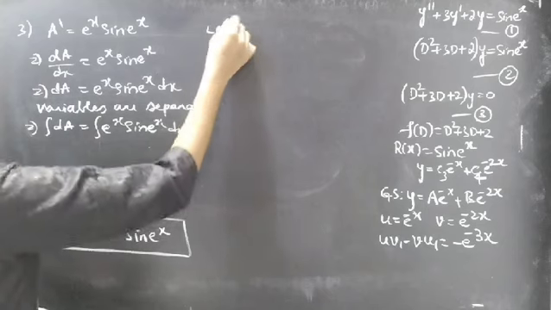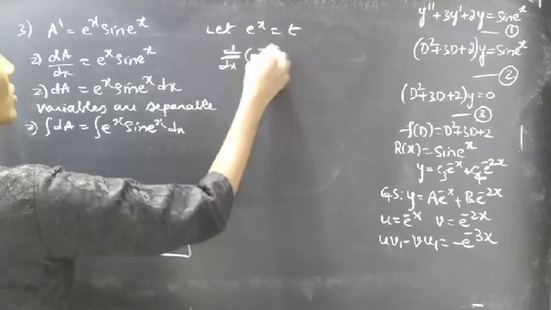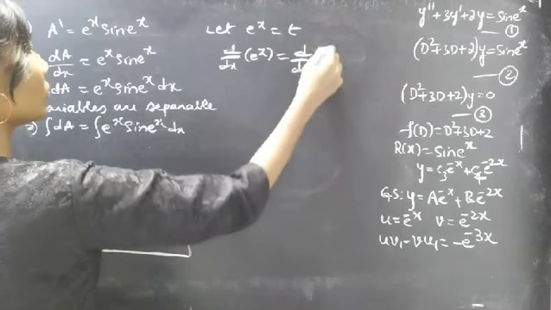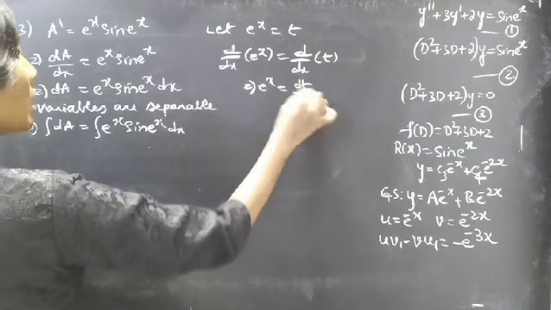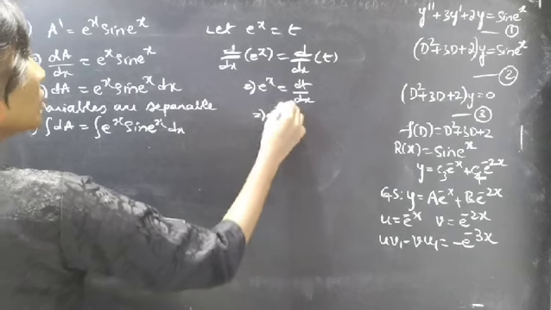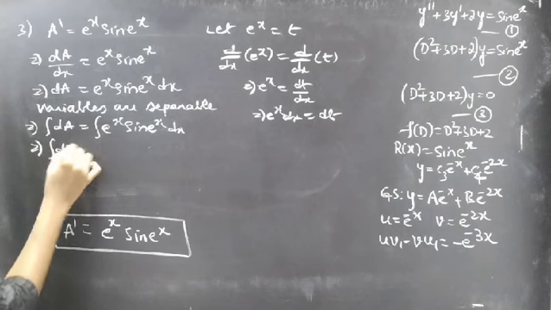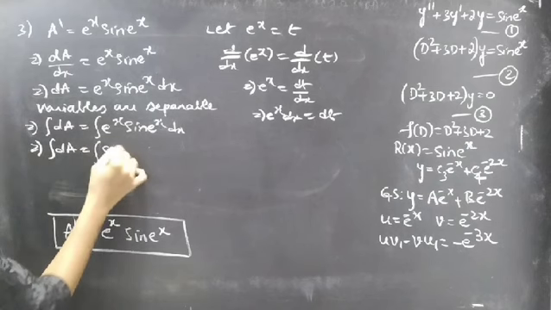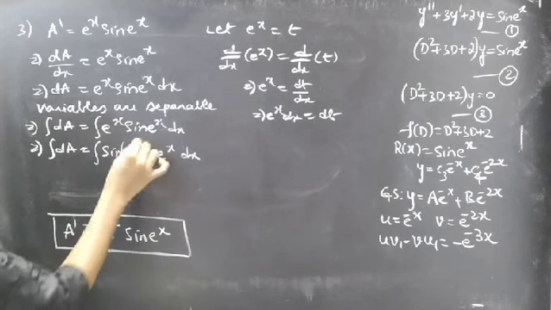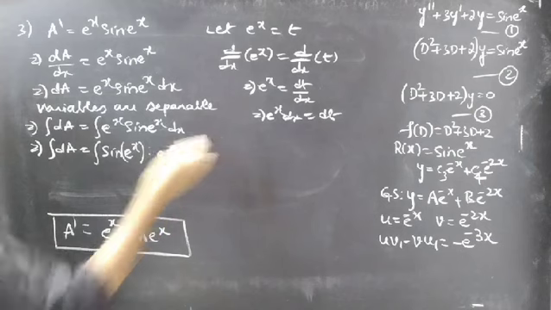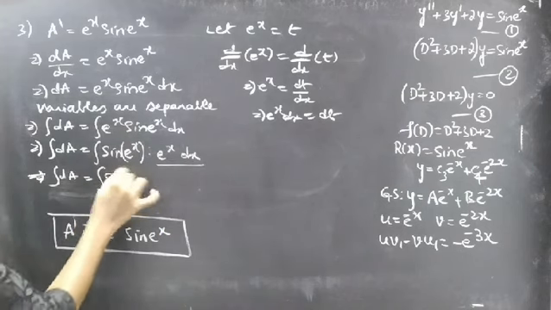So let e power x equal t. Now differentiate on both sides with respect to x. The derivative of e power x with respect to x is e power x, equal to dt by dx. From this we'll get e power x dx equals dt, right? We can write the integrand as sine e power x into e power x into dx. Now just replace e power x with t and e power x dx with dt. Then we'll get integral dA equals integral sine t dt.